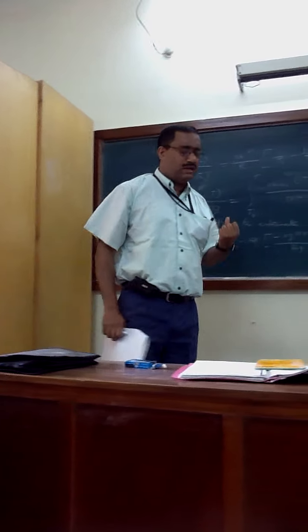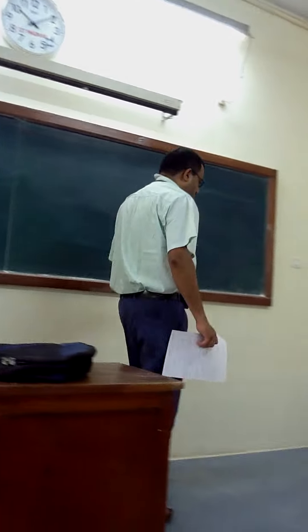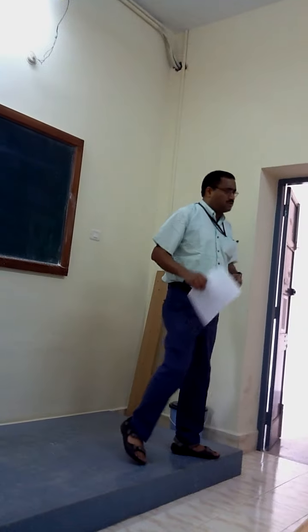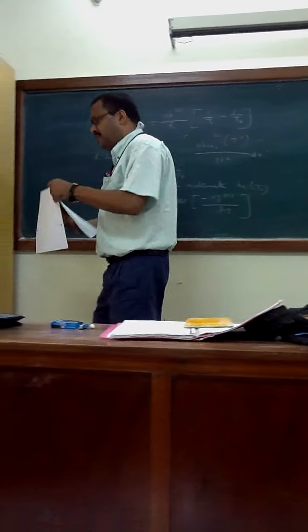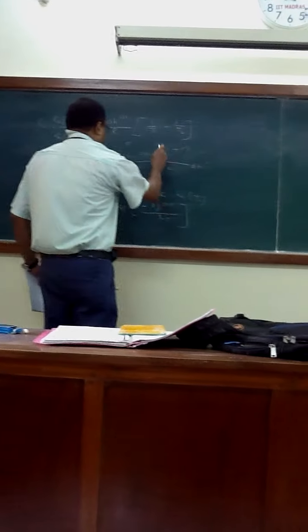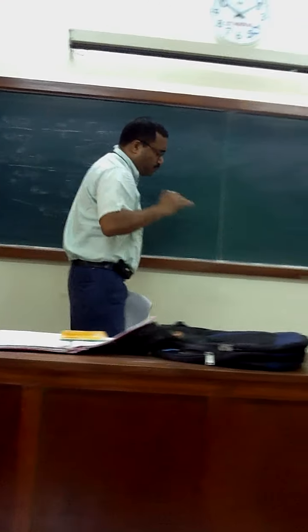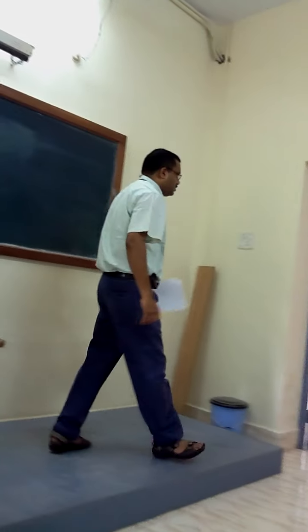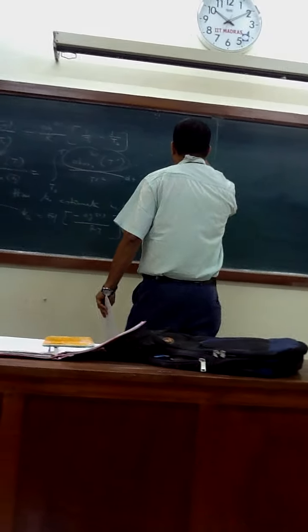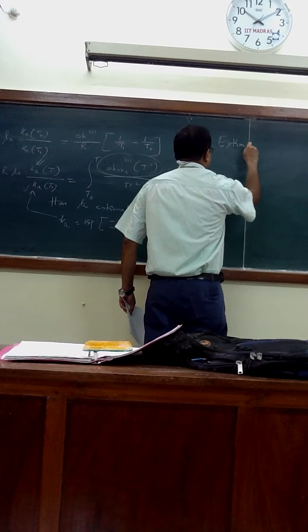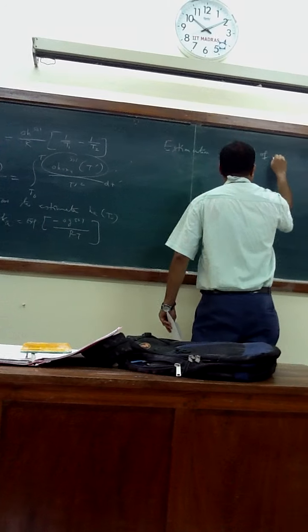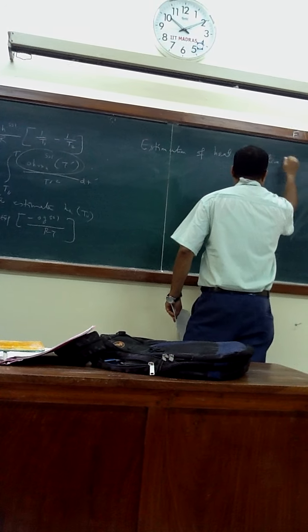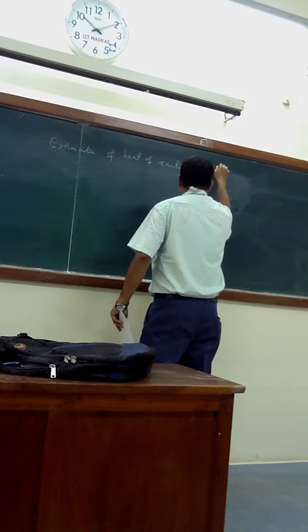So chemical reaction equilibrium comprises the equilibrium constant. Okay. And estimation of the heat of reaction is very important. Without that, we cannot proceed further. And estimation of the heat of reaction is done by Hess's law. Estimation of heat of reaction, delta H reaction at the standard state.